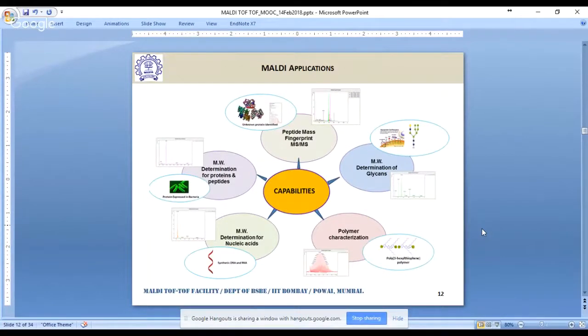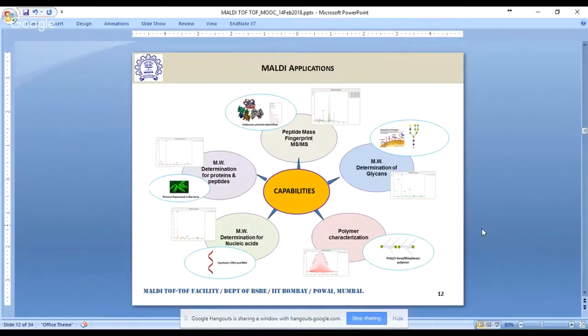So this is just a one-slide overview of all the applications of Maldi. Like we've already discussed, the molecular weight of different proteins can be determined. Nucleic acids can also be determined, whether they are synthesized or naturally occurring. Any changes in the molecular weight of these nucleic acids are also seen.